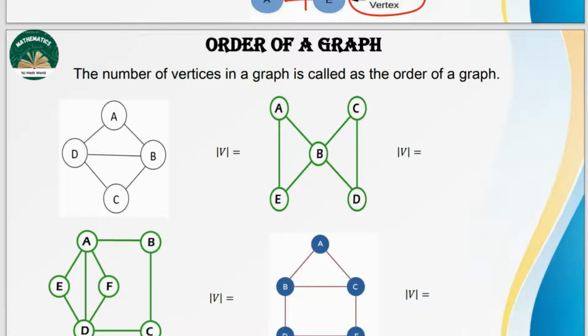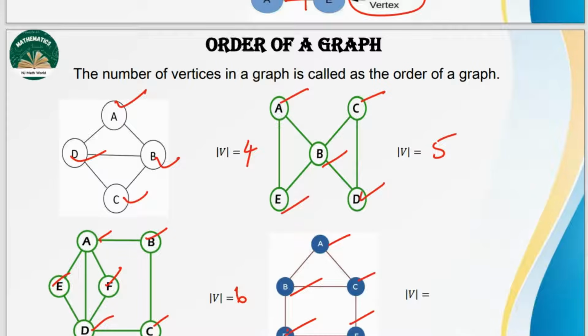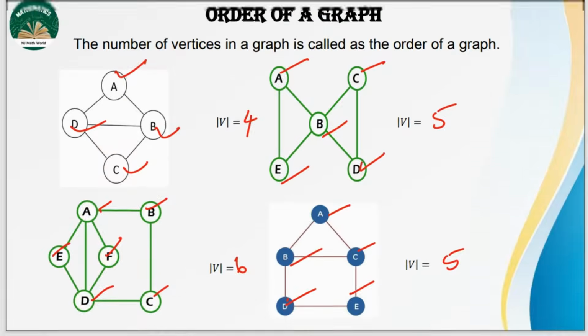The number of vertices in the graph is called the order of the graph. The number of vertices means how many points we have. So here we have 1, 2, 3, 4, so it is 4. Then here 1, 2, 3, 4, 5, the vertex count is 5. Then here 1, 2, 3, 4, 5, 6, the vertex count is 6. Here 1, 2, 3, 4, 5, so it is 5. So the number of points is called the order of the graph.